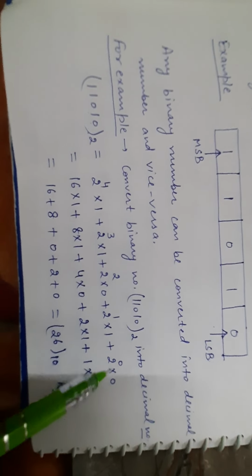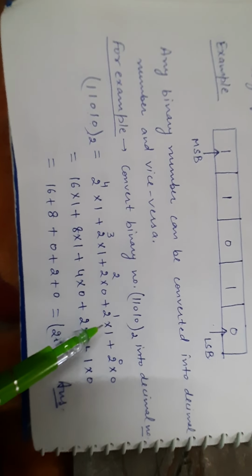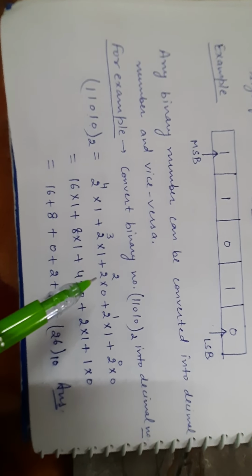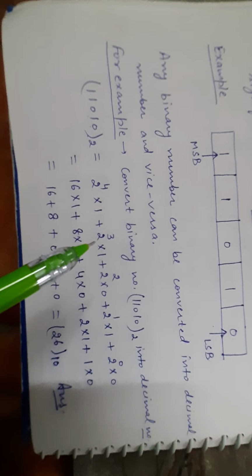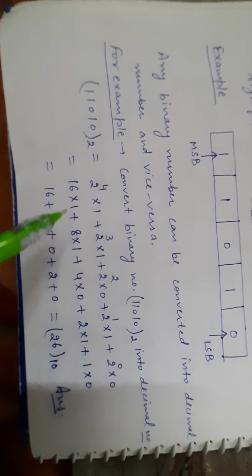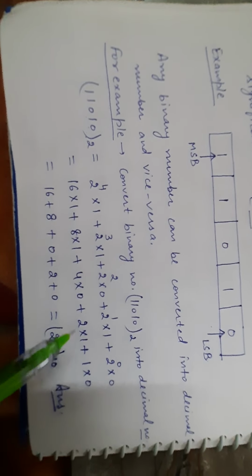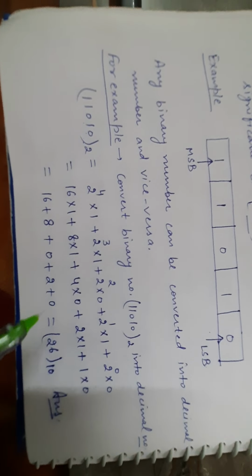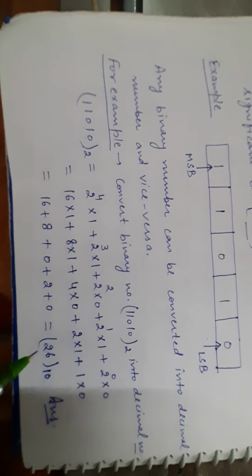So I multiply 0 with 2 raised to the power 0, plus the next bit is 1, multiplied by its binary weight, plus the next bit is 0, multiplied by its binary weight, plus the next bit is 1 multiplied by its binary weight, plus 1 into its binary weight. Once I solve this, it becomes 16 plus 8 plus 4 into 0 becomes 0, 2 plus 0. Once I add all these things, I will get 26.